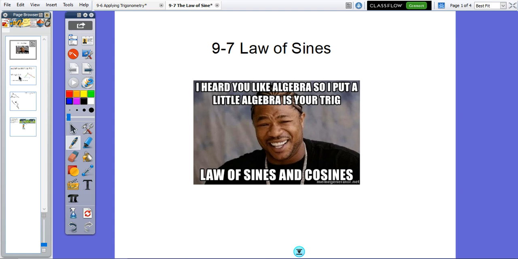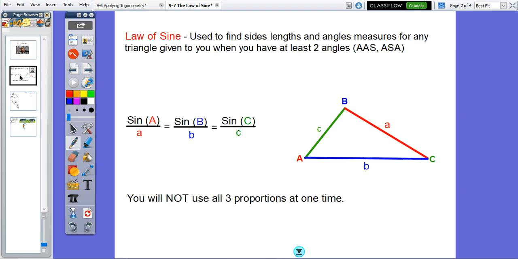But let's start with our only thing we're going to talk about today. It's only one slide of notes. The rest are just examples. So the law of sine is used to find side length using angle measure. Now you can also use it to find angles, but there's a whole different law, the law of cosine, that we'll talk about in the future about how to find angles. But let's look at this one right here.